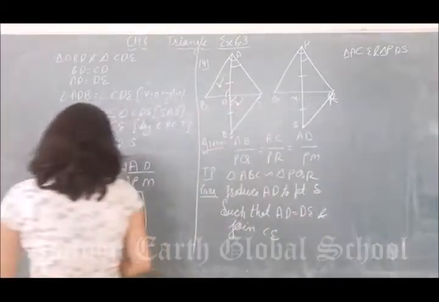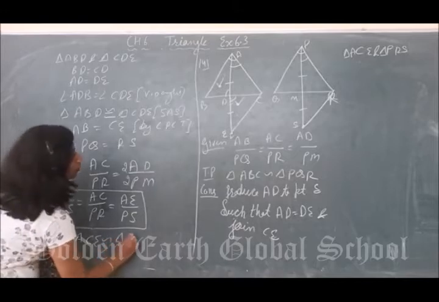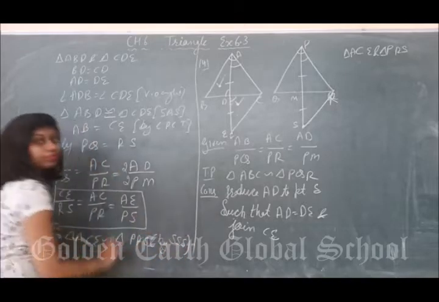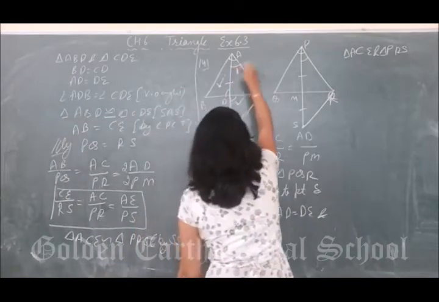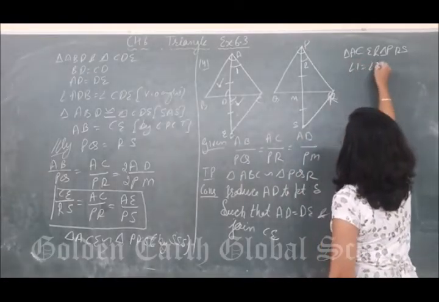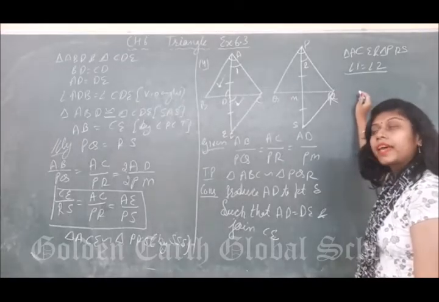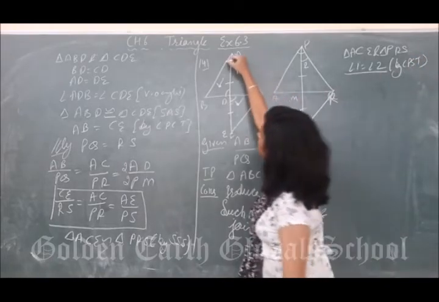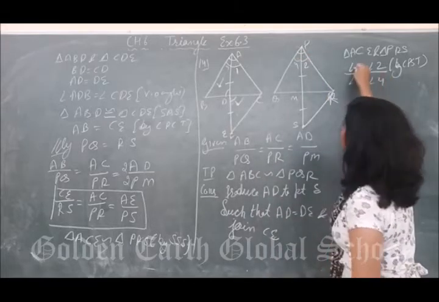So these triangles are similar. So we can write down triangle ACE is similar to triangle PRS by SSS. If these triangles are similar, then we can write down angle 1 is equal to angle 2. Clear? This is by CPST. Similarly, you can write down angle 3 is equal to angle 4. On adding 1 plus 3, we get the angle.